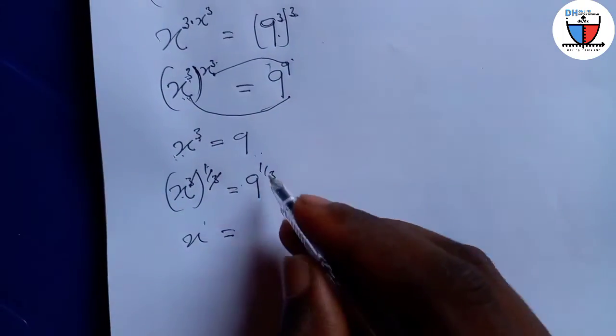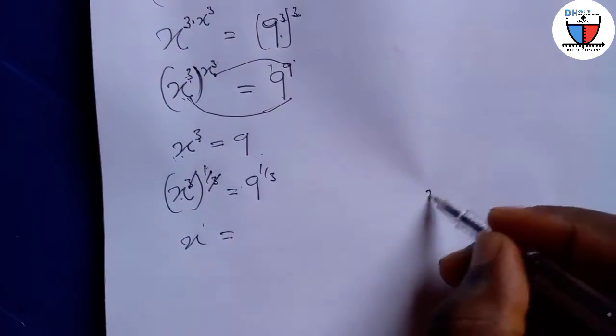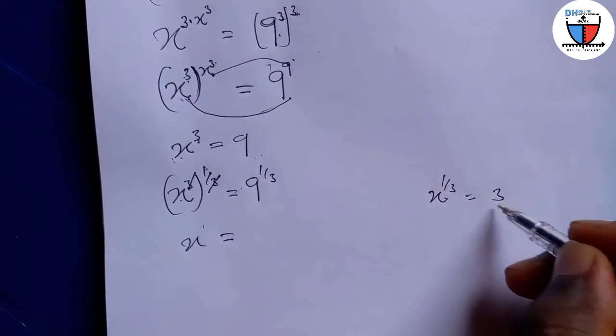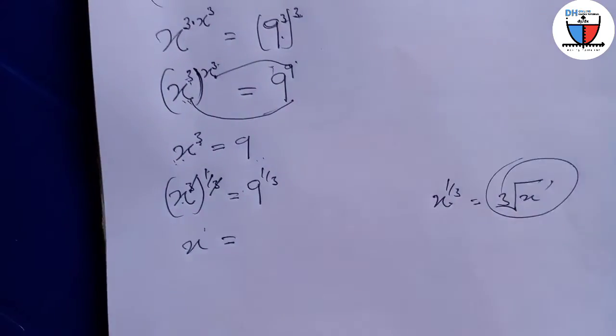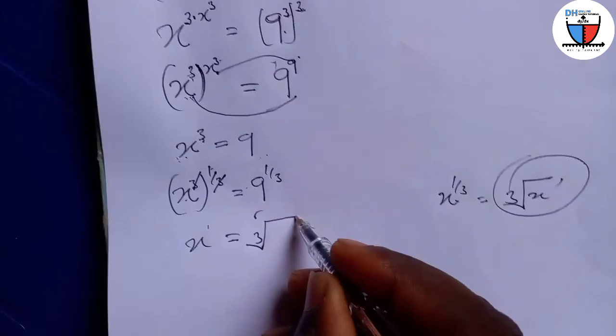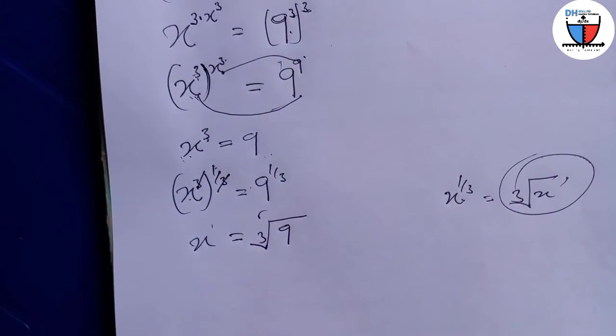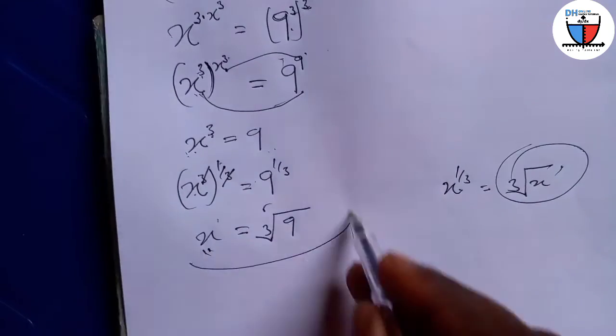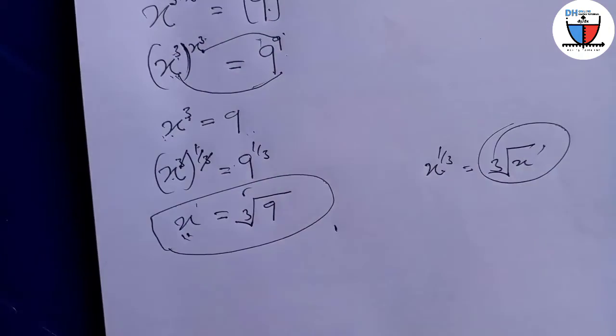this one here, 9 to the power of 1 over 3. In indices, when we have something like this, that means we are saying the cube root of what? So that's what we apply here. So that is the cube root of 9. So from here this has given us our answer. So that's our final answer.